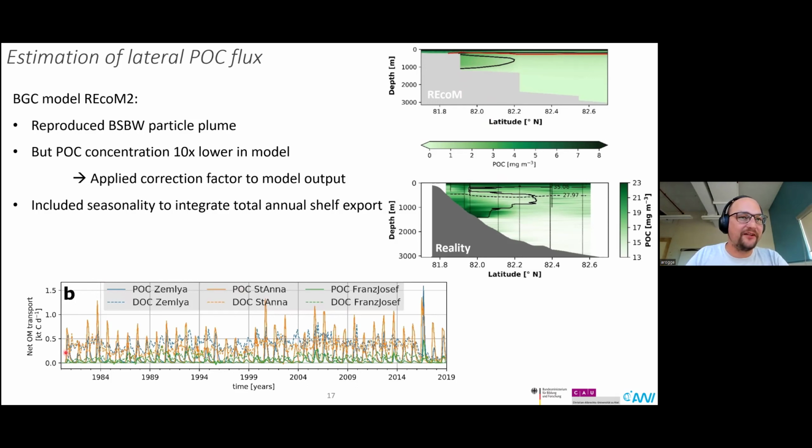So this is a very complicated plot, I need to say. But what you see here, this solid orange line is the outflow out of St. Anna Trough. And you see that there's a seasonality. So this is the summer production, of course. And only if you have the summer production, there can be some outflow. So we included this seasonality and integrated then over the whole year, applying our correction factor from the field.